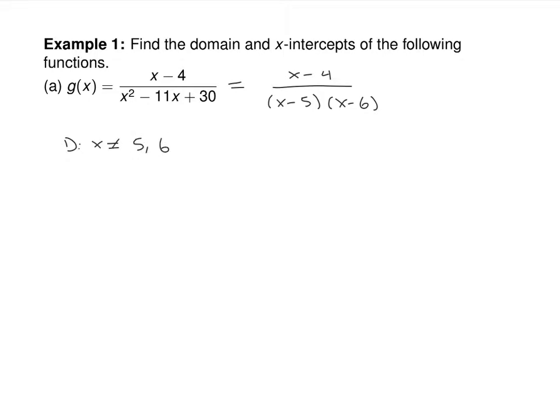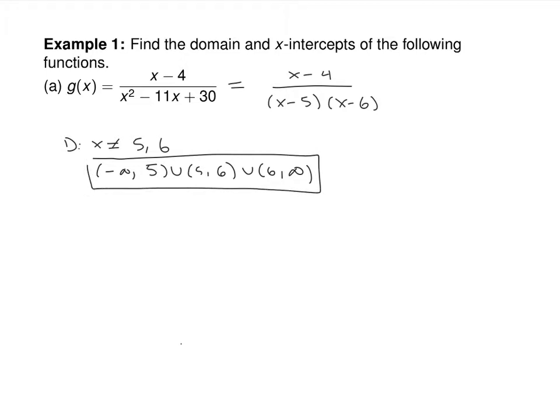Let's also give that as an interval. Negative infinity to 5, union 5 to 6. And just so it's clear, you do use parentheses there, because if you use square brackets, you've actually included that number, and you don't want to include it, you want to exclude it.